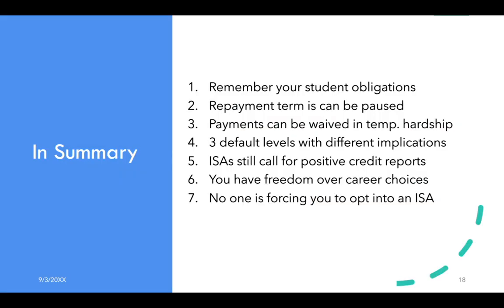Now, in summary, in part two, we've talked about student obligations. Remember your student obligations. Every month, you're supposed to make a report and a payment when due as well. Repayment term can be paused when you're not in full-time employment. Payments can be waived whenever you're in temporary hardship, but this is up to the discretion of Chapter. We have 3 levels of default, each with different implications. Note that ISAs still call for positive credit reports. You have freedom over your own career choice, and no one is forcing you to opt into an income share agreement.